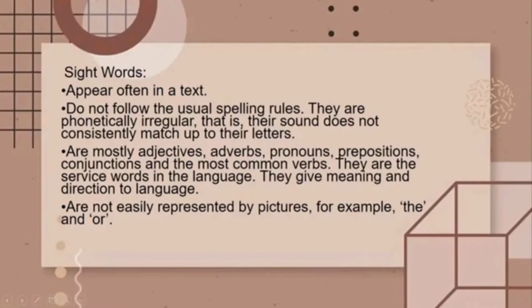There are also sight words that do not follow the usual spelling rules, like what I've said earlier. There are those sight words that are phonetically irregular. That is, their sound does not consistently match up to their letters. Also, sight words are mostly adjectives, adverbs, pronouns, prepositions, conjunctions, and the most common verbs. They are the service words in the language. They give meaning and direction to language. And lastly, sight words are not easily represented by pictures. For example, the and or.